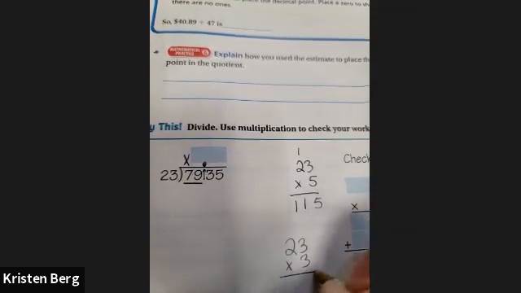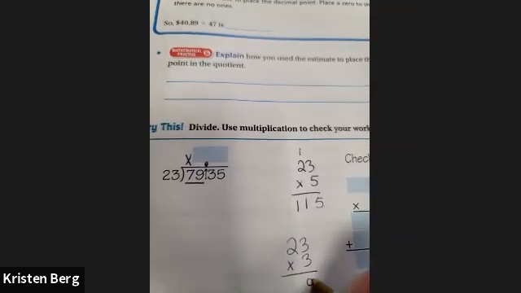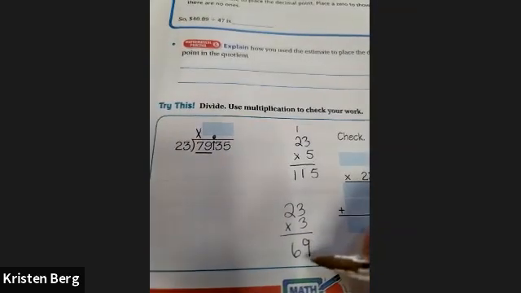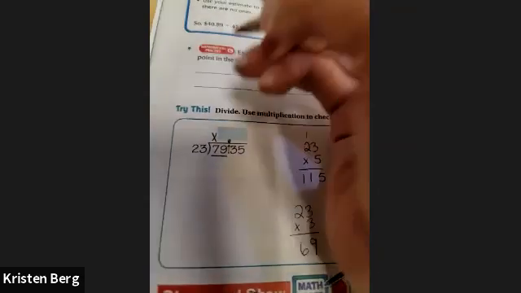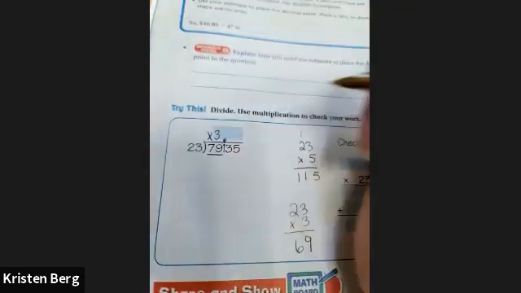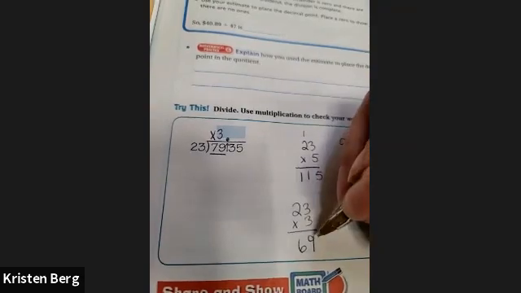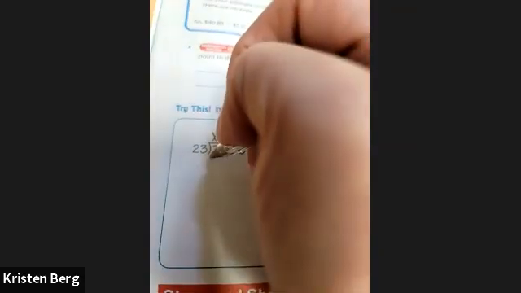So some people would probably be like, let's try 3. This would be 9 and 6. Yep, that is good. That's only 10 away, so there's no way I can fit another 23 in there. So therefore, my answer here would be a 3. 3 times 23 came out to be 69.